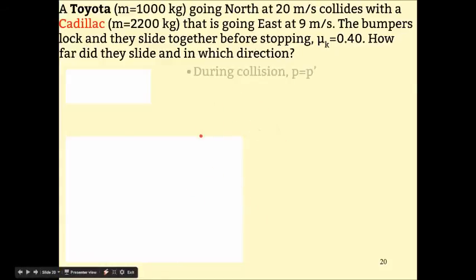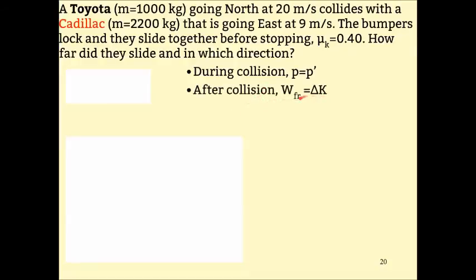So we're going to analyze this. We're going to look at the conservation of momentum during the collision, and then we're going to use the work energy conservation after the collision. So before the collision, we have momentum of both objects, and then after they're combined together, we have a momentum of the combined vehicle.